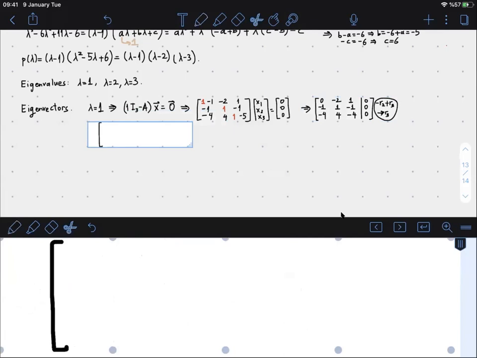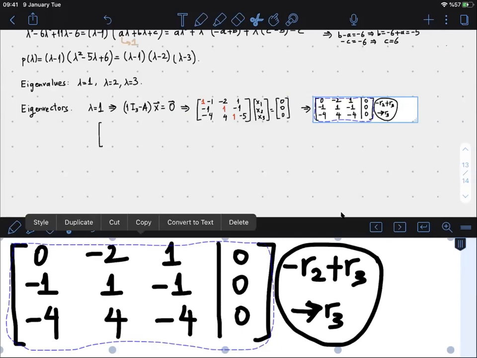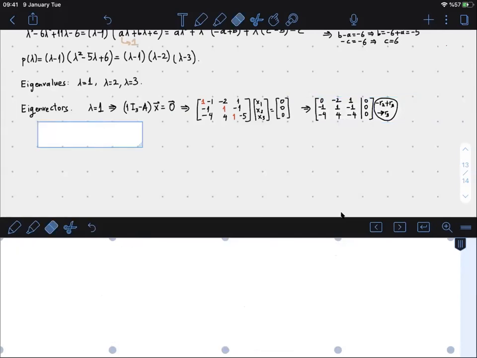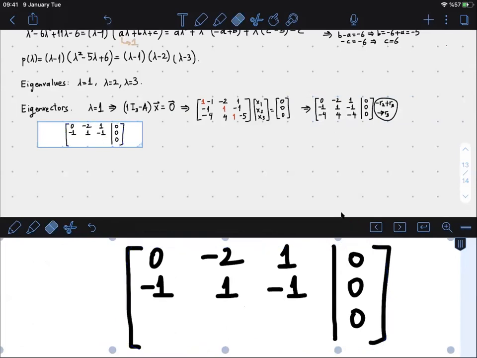Let me copy that again. Okay, wait a minute. Copy. Come here. Paste. So what am I doing? If I do that, I will get 0 here, right? This line will be 0.